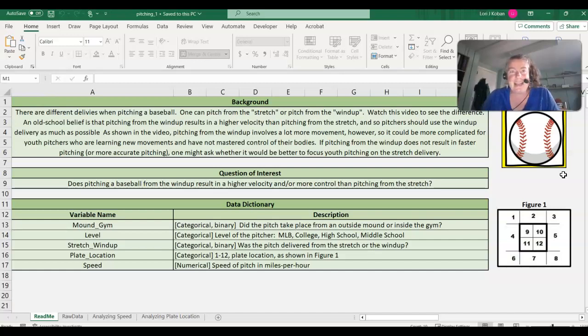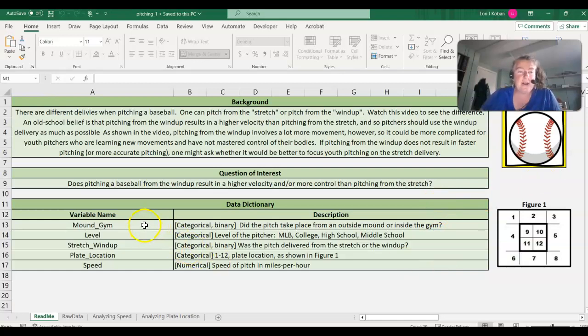So, I'm not going to get any more into how one should teach a youth player to pitch. I'm certainly not a pitching coach. That would be my husband. But this is a fun data set that I hope that you will enjoy.